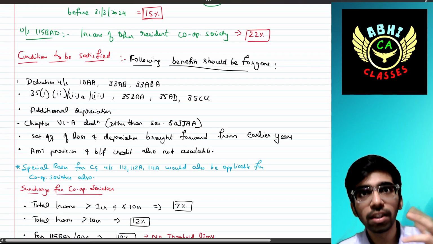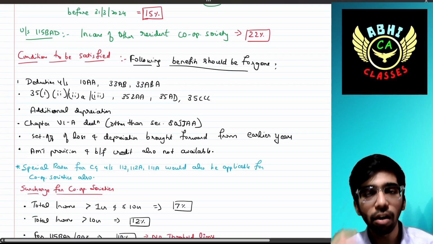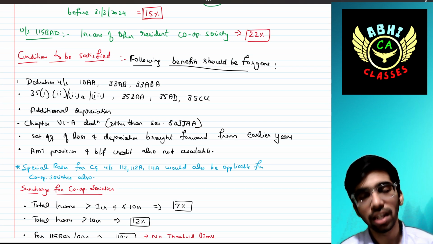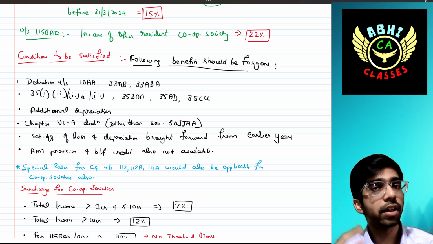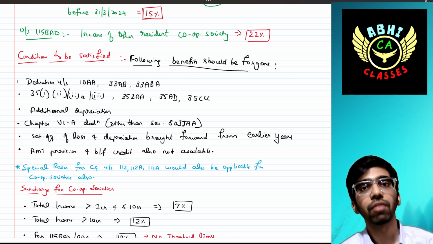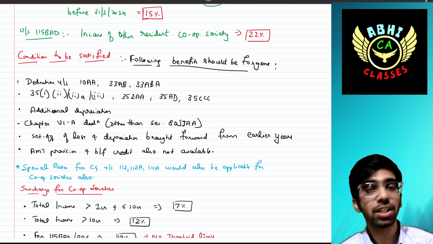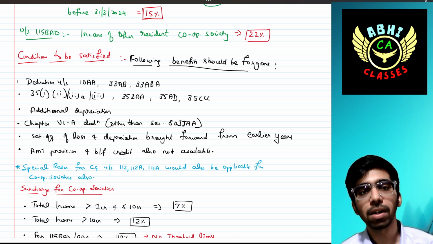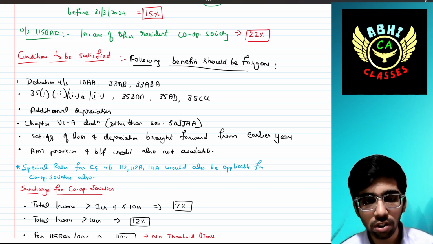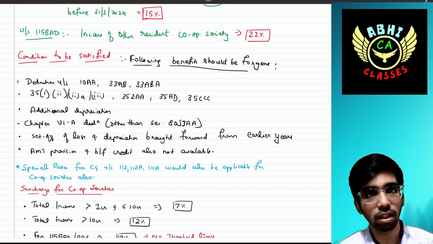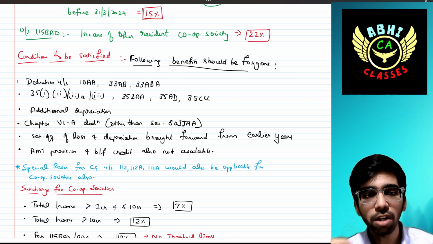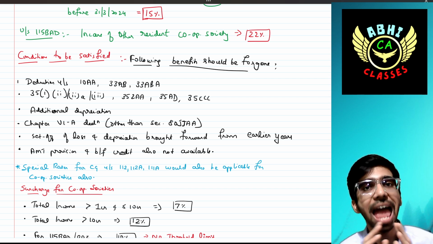But in order to claim these two special sections, they have to forgo some of the benefits, right? For example, deduction under section 10AA and 33AB and 33ABA, 35(1)(ii), (iia), (iii), 35(2AA), 35AD, 35CCC. Next, additional depreciation. Next, Chapter VI-A deductions other than section 80JJAA, and set off of losses and depreciation brought forward from earlier years also need to be forgone. Next, the AMT provision and brought forward credit are also not available.